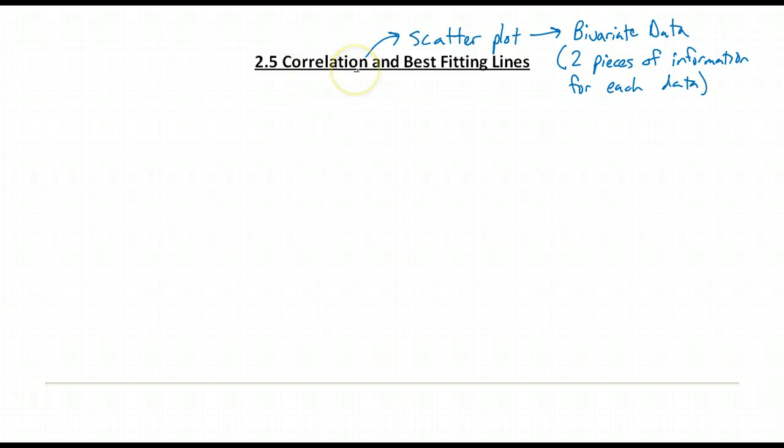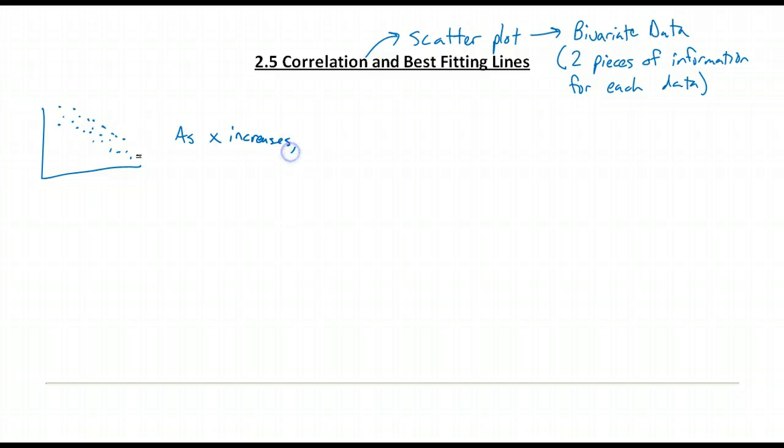There are three types of correlation. When we make a scatter plot, one of the ways that the information can be correlated is this way. If we read this graph from left to right, as x increases, our y decreases. This type of correlation is negative correlation.